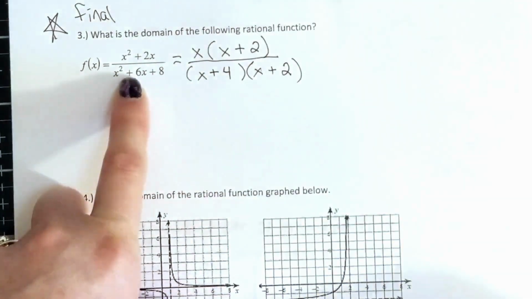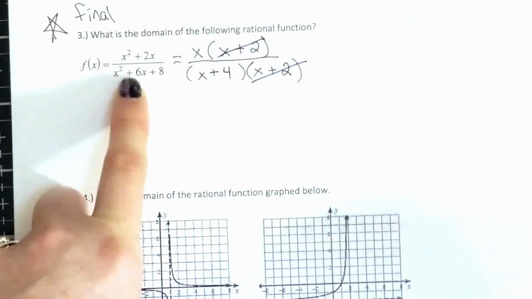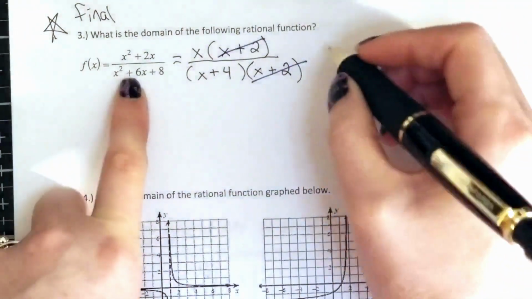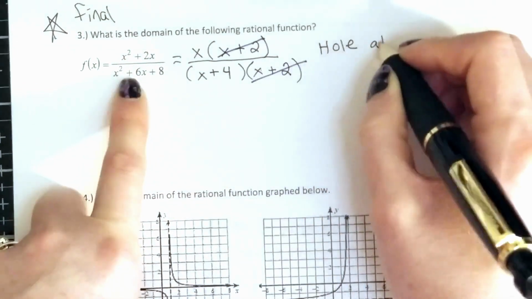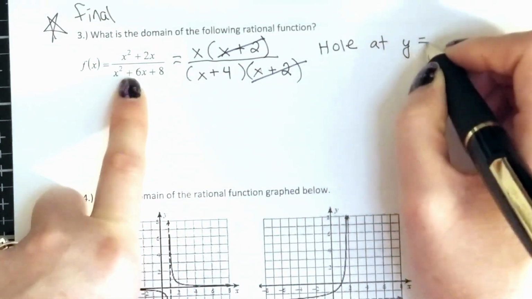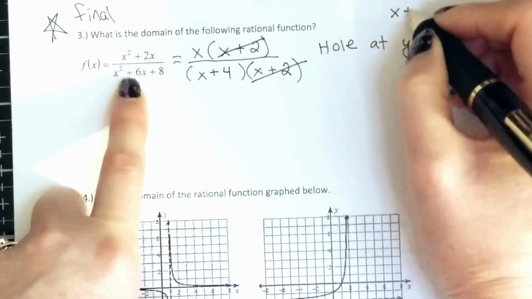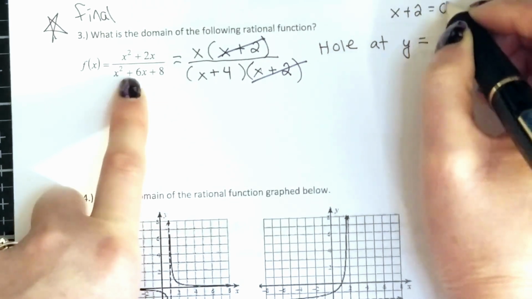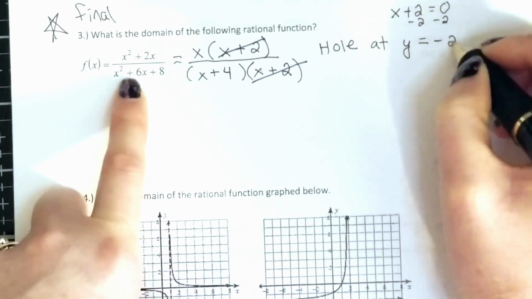So if I look, these cancel. So what we have here is we have a hole at y equals, well, let's go through this real quick. So you would set that equal to 0, and when you minus your 2, you're going to get negative 2.